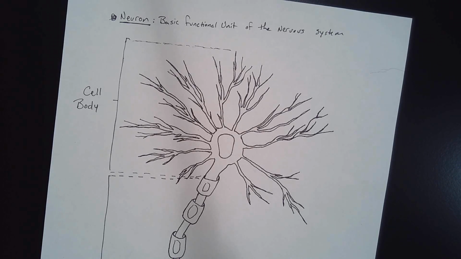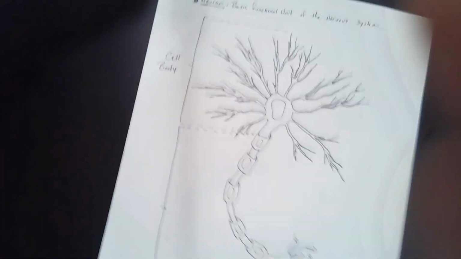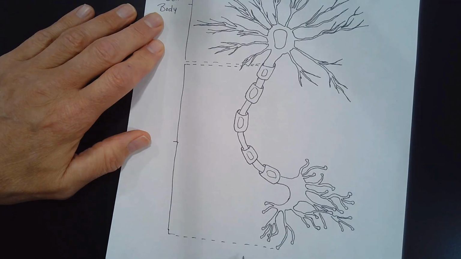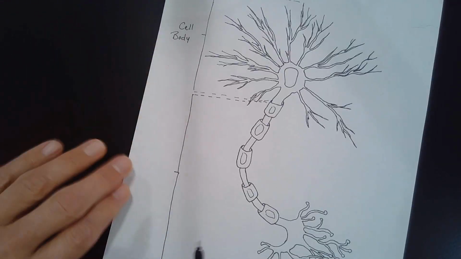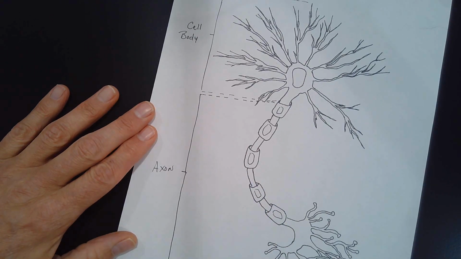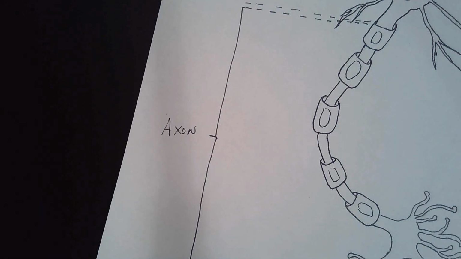Well, hang on, I'll zoom back out. So then the rest of it, from about here to the bottom, way down here, this is called the axon. I'll zoom into that word there, axon.